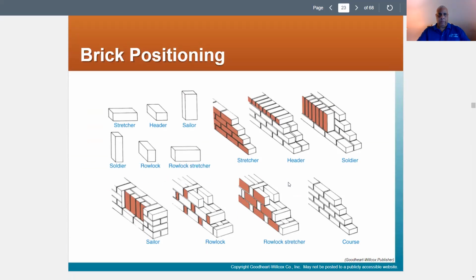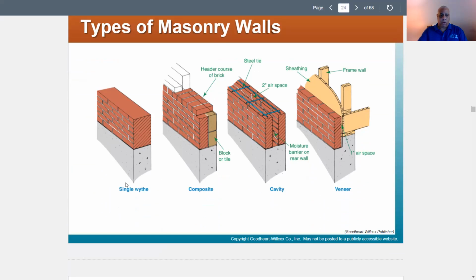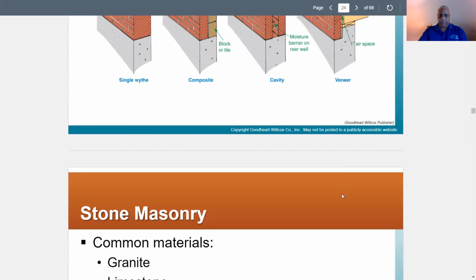Then you have brick positioning: your stretcher, your header, your sailor, your rowlock stretcher, correction, your soldier brick. And you look at the information that I'm providing you, you can see how your bricks are placed. Bricks, for the most part, the ones that we see with your face brick, are basically placed in courses. And you have your types of masonry walls. You have your single width, your composite, your cavity, and your veneer.